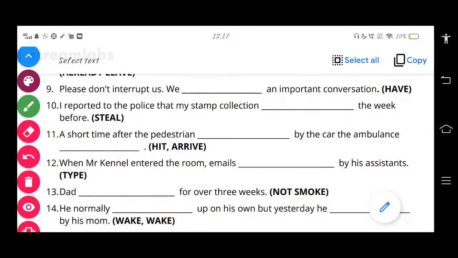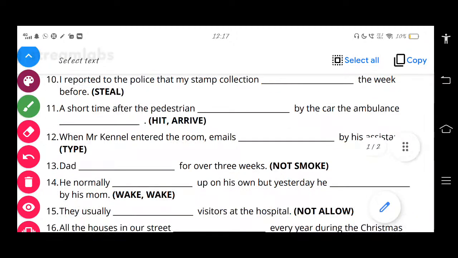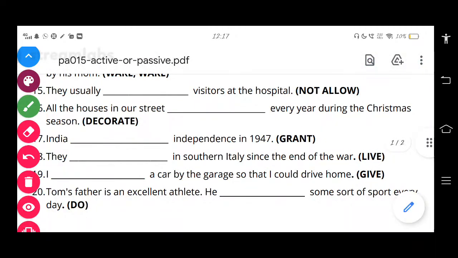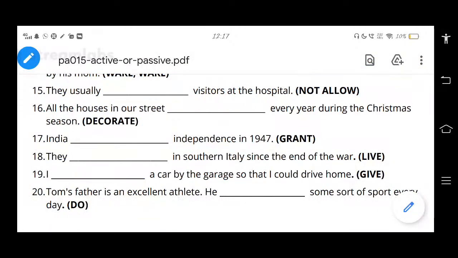Okay, so what is the correct answer then? They have been living here. You have to say they have been living. Correct answer: they have been living in southern Italy since the end of the war.